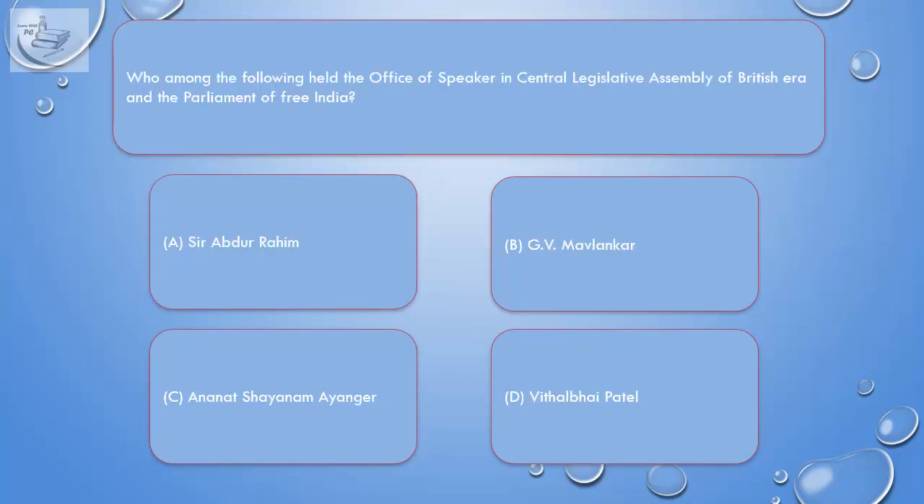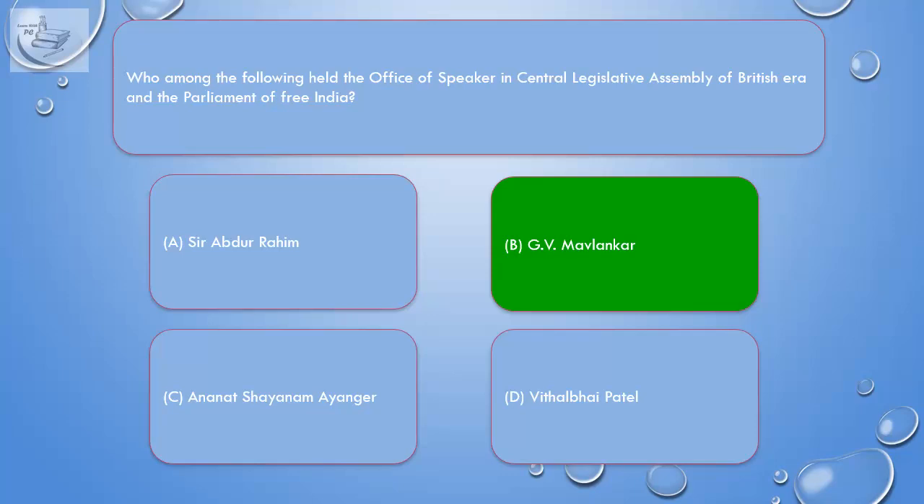Question: Who among the following held the office of Speaker in Central Legislative Assembly of British Era and the Parliament of Free India? A. Sir Abdur Rahim, B. G. V. Mavlankar, C. Ananthasayanam Ayyangar, D. Vithalbhai Patel. Correct answer is B. G. V. Mavlankar.